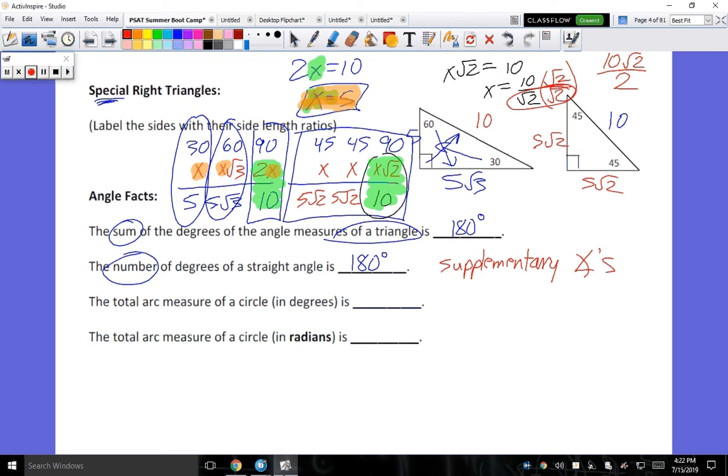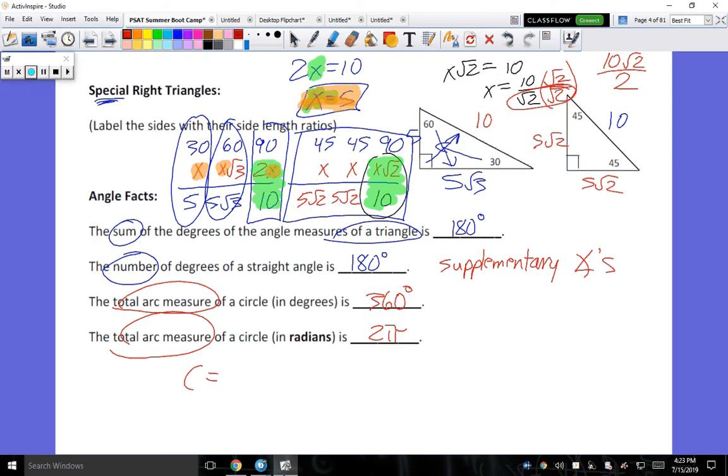Okay? The total arc measure of a circle in degrees. 360. The total arc measure of a circle in radians. 2 pi. Why is it 2 pi? The length of the radius goes around the circle 2 pi times.